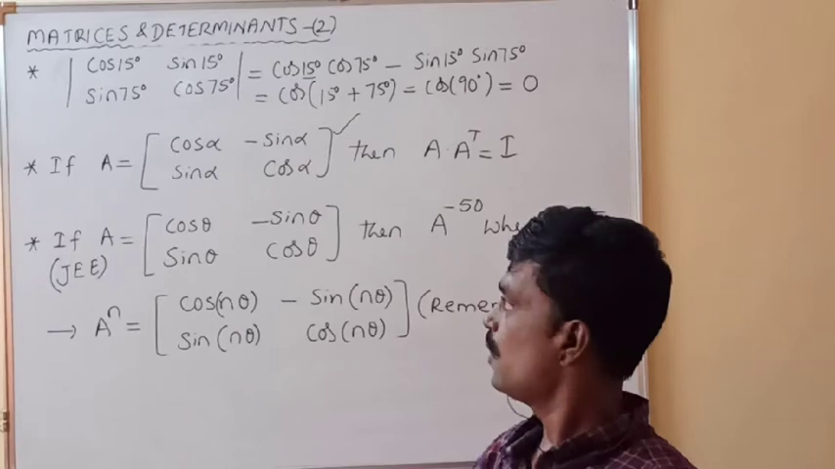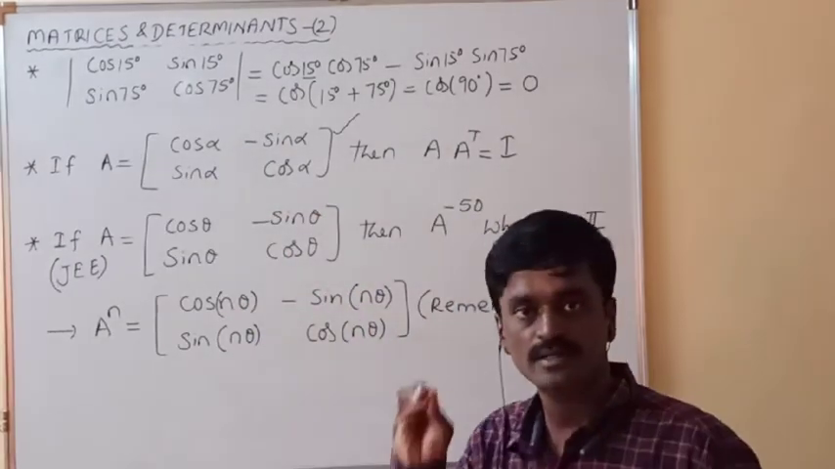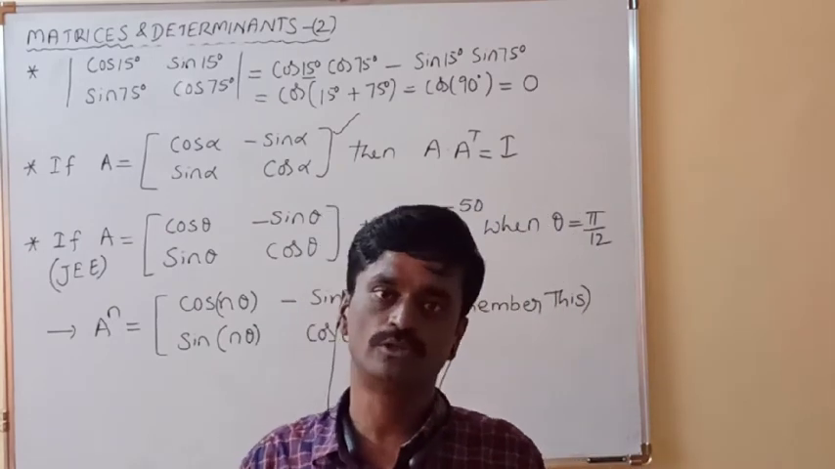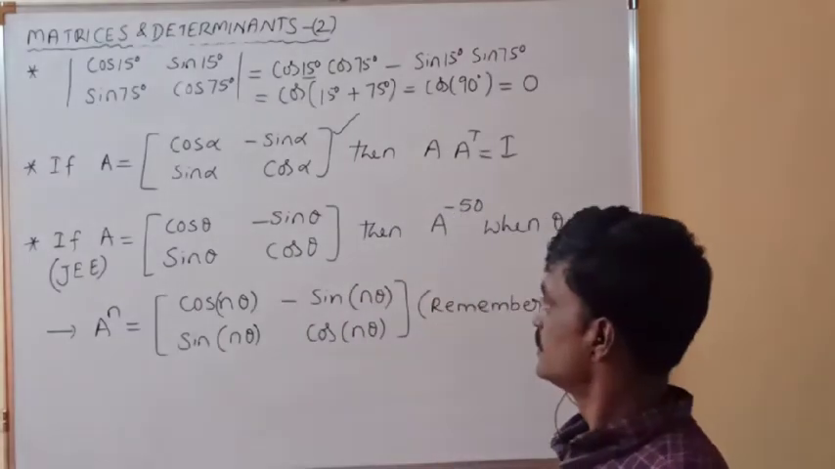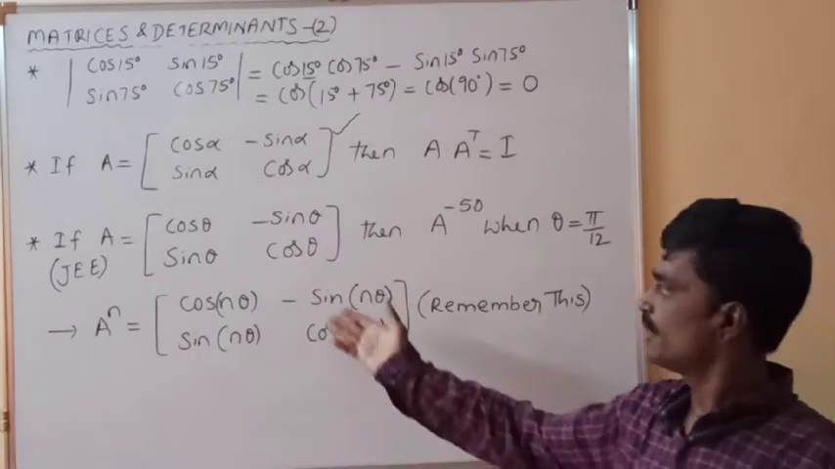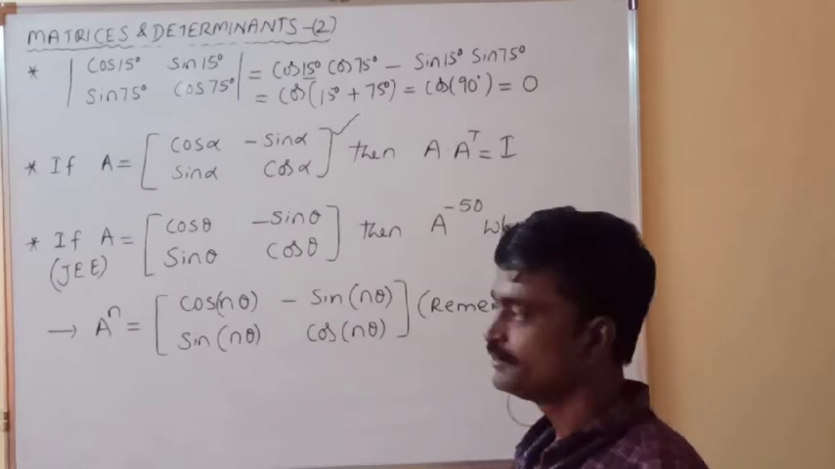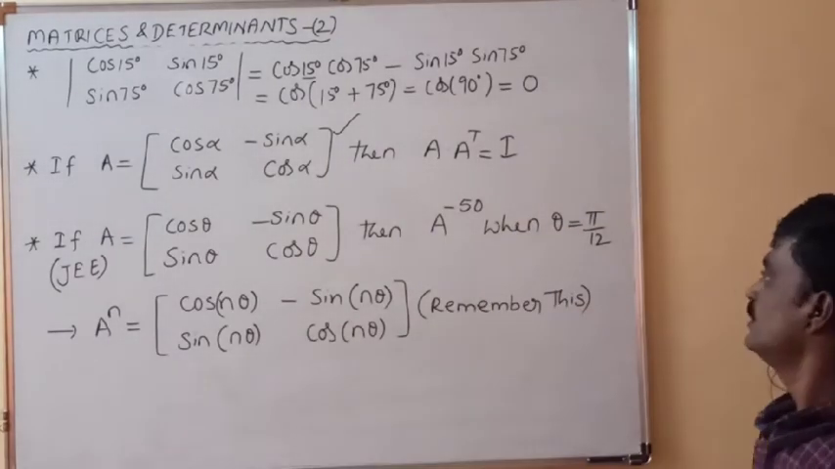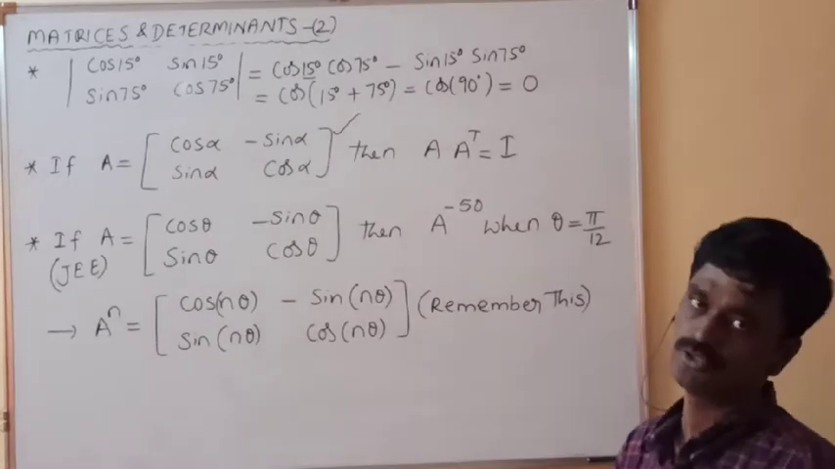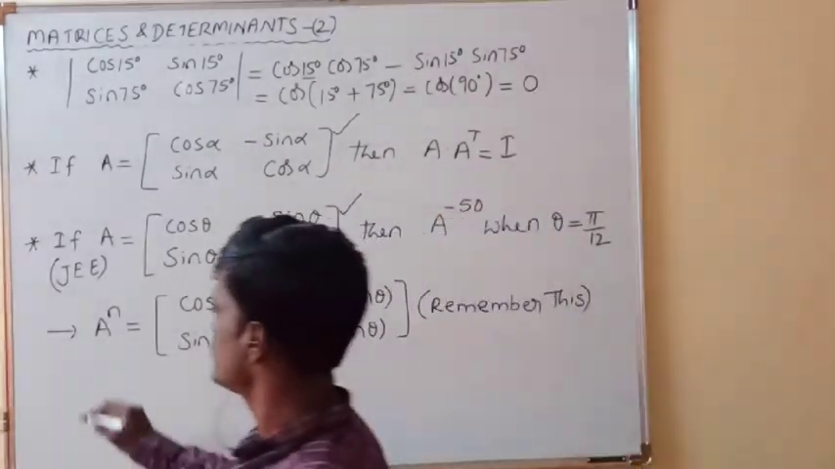Over. So here A is a 2 by 2 matrix, so here I is also what? Identity matrix of order 2. That means what are the elements in I? 1, 0, 0, 1. Over. So next look at this problem. It is a JEE problem. So here also what is given? A is an orthogonal matrix of order how much? 2. Then what we have to find? A power minus 50 when theta is equal to what? Pi by 12. So for an orthogonal matrix, you remember this formula.